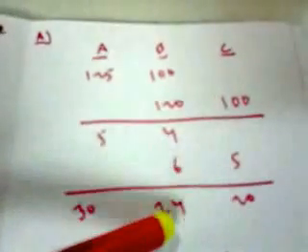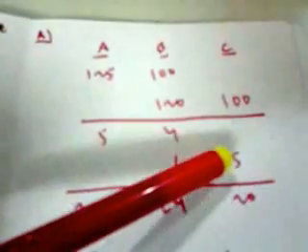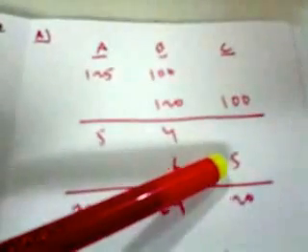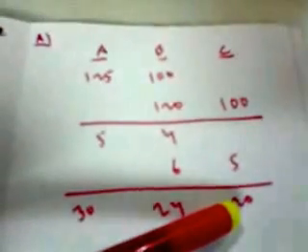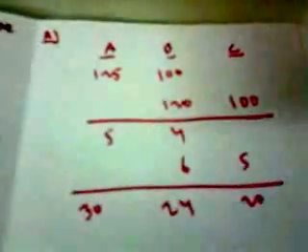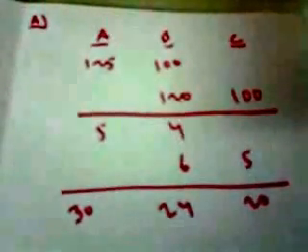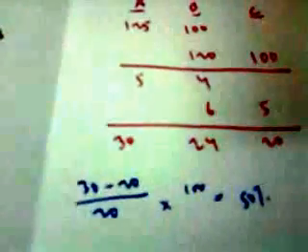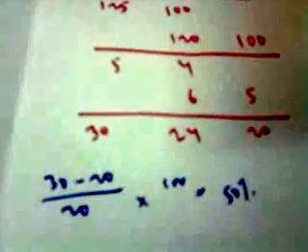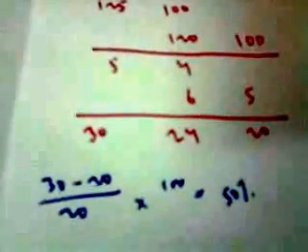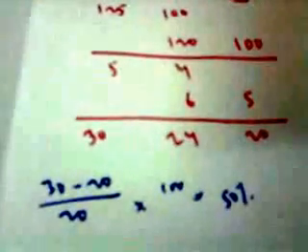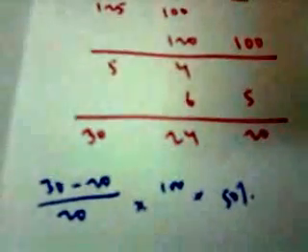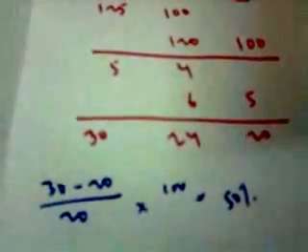Since we have multiplied 4 by 6 here, corresponding to 6 we have 5 for C. So 5 is also multiplied by 4, we get 20 here. So the combined ratio of A, B and C is 30 is to 24 is to 20. So how much is A's income more than C? A's income minus C's income by C's income into 100, that's 50%.